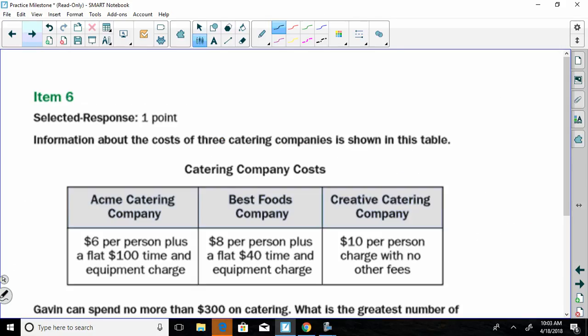out. Okay, next one. All right, so here's 3 companies, right? We have $6 per person plus a flat $100 one-time fee, $8 per person with a $40 one-time fee, and $10 per person. So normally, a lot of times, they'll say linear or exponential, but here they don't tell us which type of function it is. So we need to figure it out. Would this be linear, exponential, or quadratic?